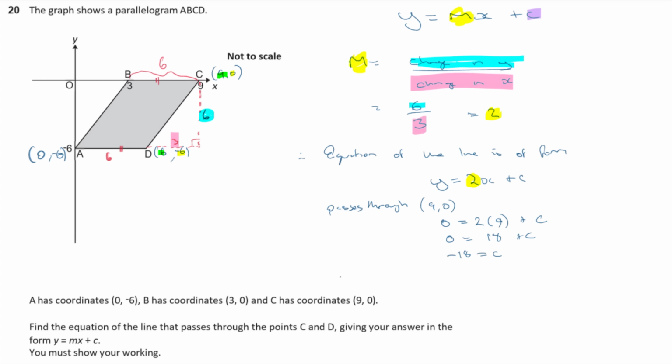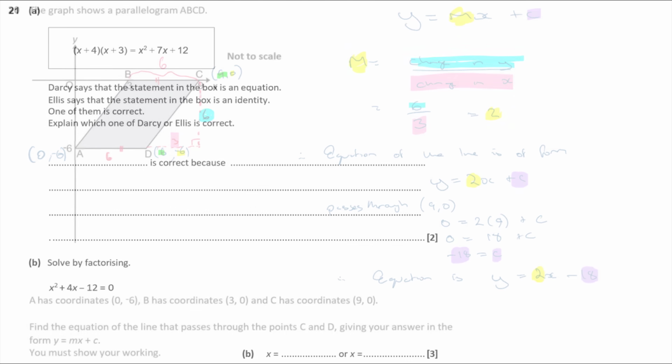Okay, so therefore the complete equation is y is equal to 2x minus 18. Okay, so we found the gradient, it was 2, and we found the intercept, it was minus 18. So now we subbed it in there. So y equals 2x minus 18. All done. Lovely.